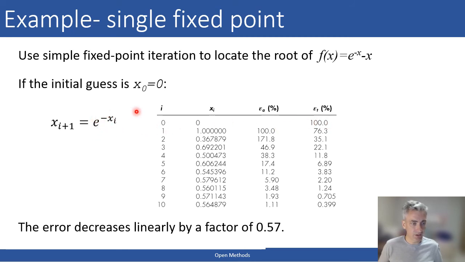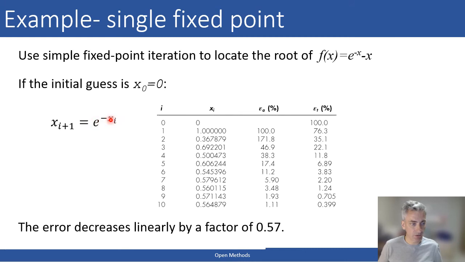But this gives us the next value of x. So if we put 0 in here, e to the minus 0 is 1. So that gives our next value. And again, we have a large error because the value of our guess has gone from 0 to 1, so 100% error. Then we put the new value of x into here. So 1 is the new value.